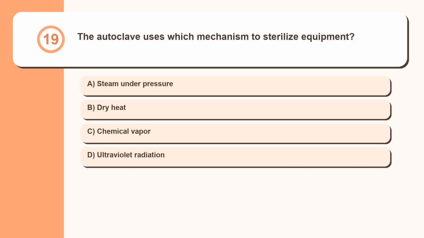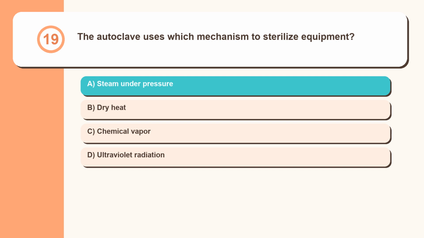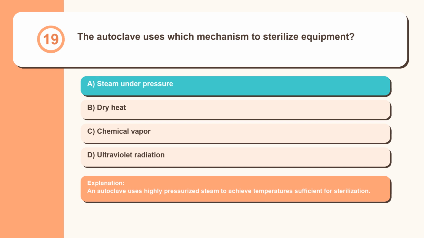Question 19. The autoclave uses which mechanism to sterilize equipment? Steam under pressure, dry heat, chemical vapor, ultraviolet radiation. An autoclave uses highly pressurized steam to achieve temperatures sufficient for sterilization.